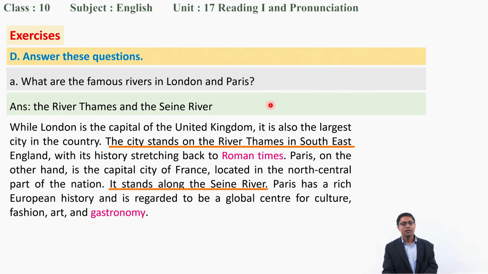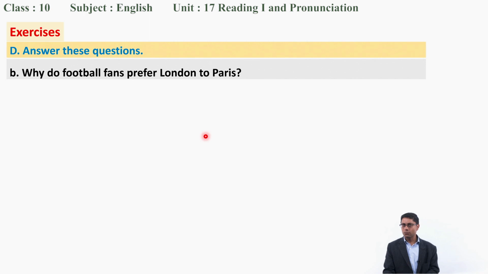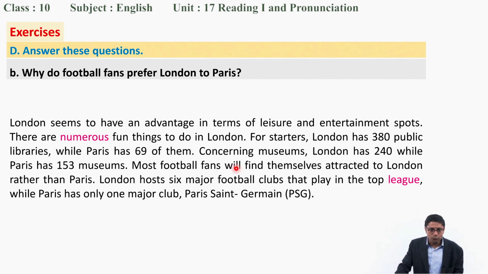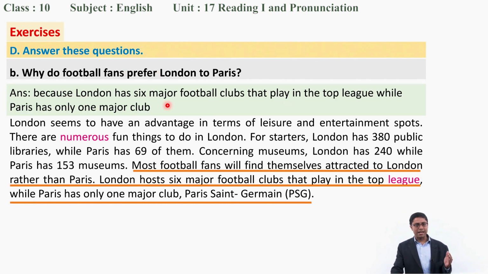Now let's move on to next. Why do football fans prefer London to Paris? You know the reason. Do you know? So you mean London has more football clubs. Is it so? Do you know where is the answer then? If you read this paragraph, you'll find it. London has 6 major football clubs that play in the top league, while Paris. This part says, why do football fans prefer London to Paris? So your answer is because London has 6 major football clubs that play in the top league, while Paris has only 1 major club. This is the reason.